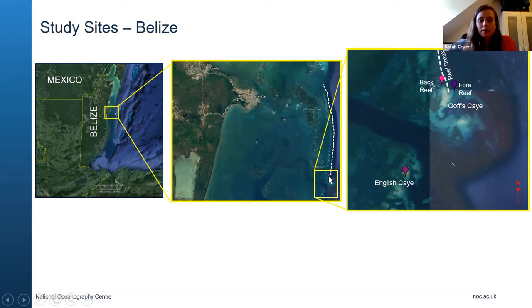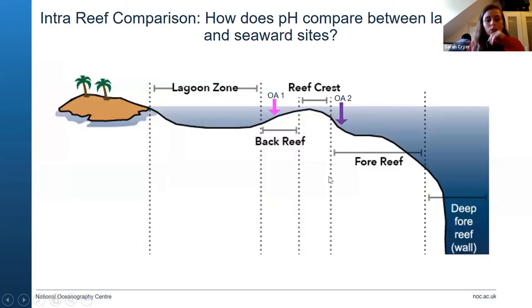So the aim in Belize was also to compare how the pH and oxygen might vary within a reef. So we're looking at two sites that were measured at the same time, the back reef, so the landward side of the reef crest, and the fore reef, and seeing, do we see the same changes in these reef sites, or is one more heavily influenced by land and one more heavily influenced by the ocean?